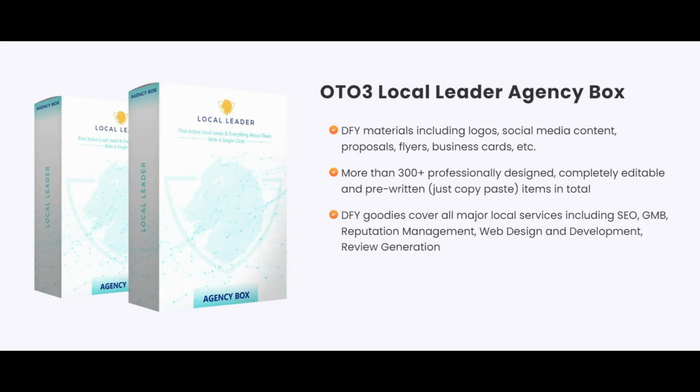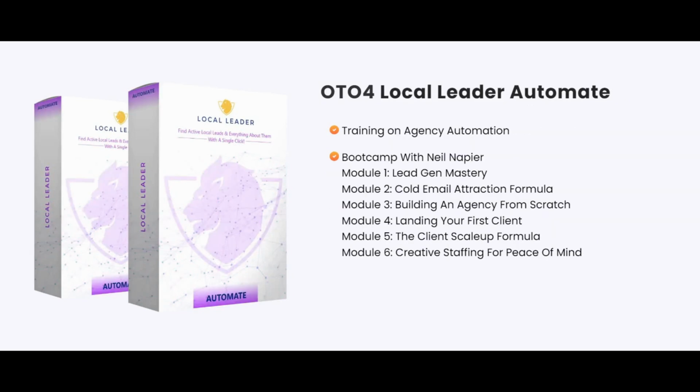The third upsell is the Agency Box at $47 one time. You will get done-for-you materials including logos, social media content, proposals, flyers, business cards, etc. And the last upsell is Automate, which lets you have access to the agency automation training.